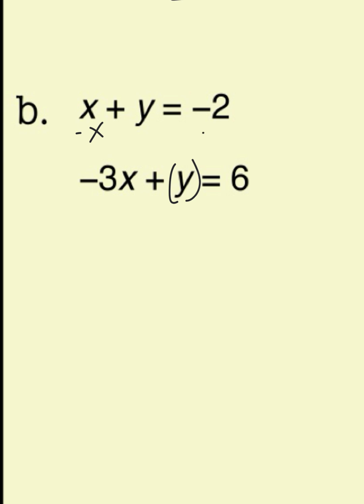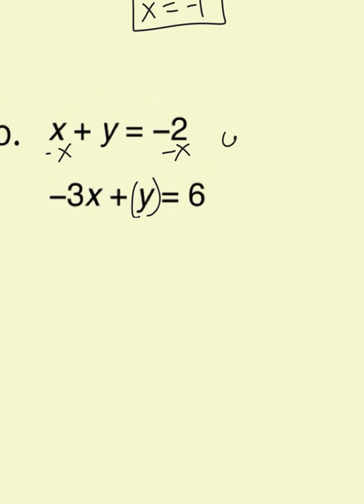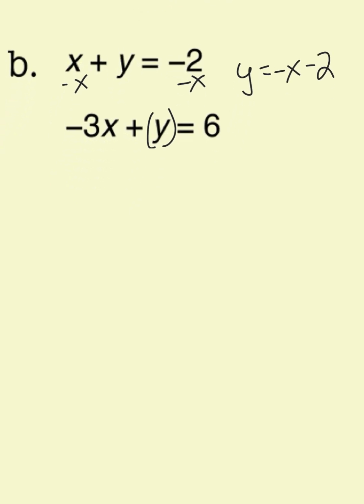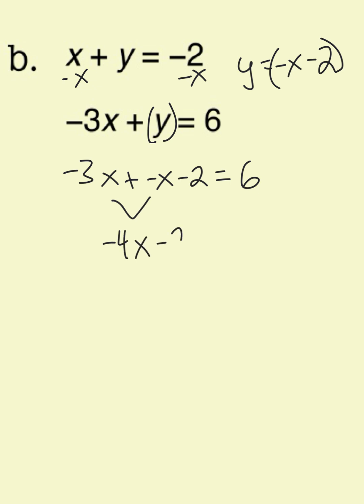Because I see y by itself here, I'm going to rearrange for y. So I'm going to subtract x from both sides and rewrite this top equation as y equals negative x minus 2. Then I'm going to substitute this for y in the second equation and rewrite it: negative 3x plus negative x minus 2 equals 6. Then we solve for x. We're going to combine like terms. Negative 4x minus 2 is 6.